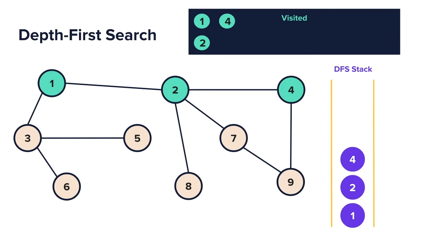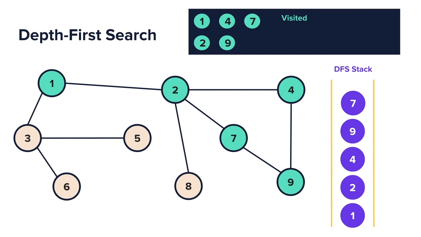This makes 4 the current vertex. The smallest and only vertex that we can reach from here is 9. We'll visit 9 and add it to the stack. This makes 9 the current vertex, so our only way forward is from 9 to 7. We'll visit 7 and add it to the stack. But there's no way forward from 7.